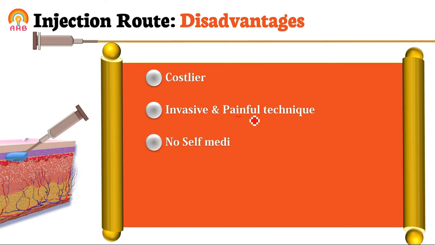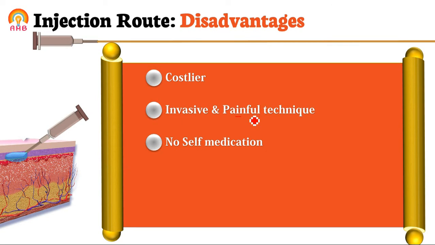Third disadvantage is that self-medication is not possible in case of injection route, because here we are introducing a needle into different deep areas of our body, and the person who is having knowledge about these deep areas of our body, where to inject the needle and where to insert the needle, that knowledge should be there. A knowledgeable, skilled person is required to give injection. So self-medication is not possible. We need the help of a skilled person for taking the injection.